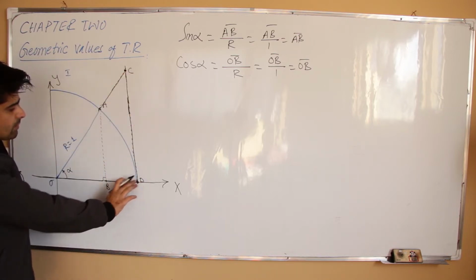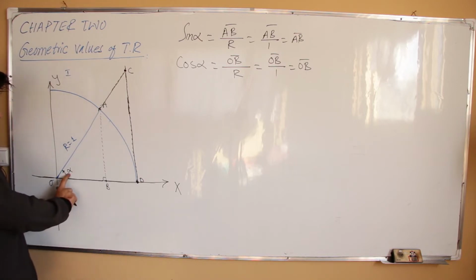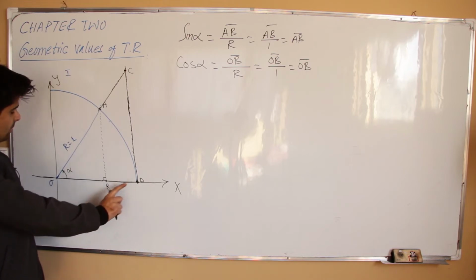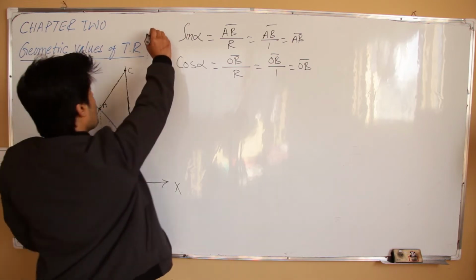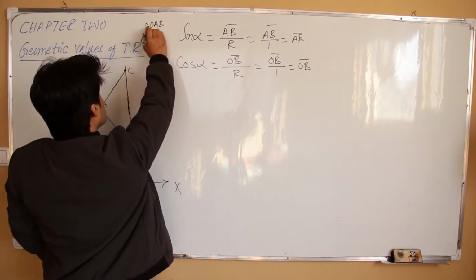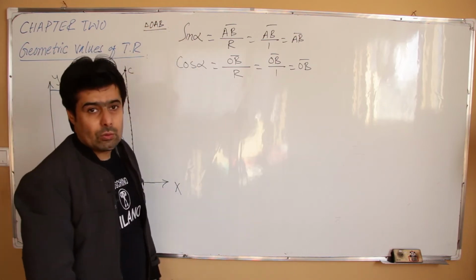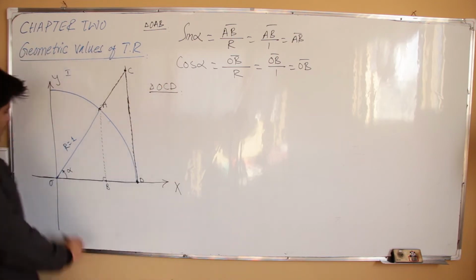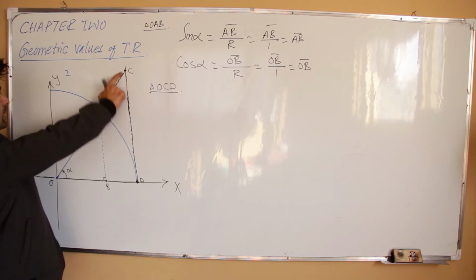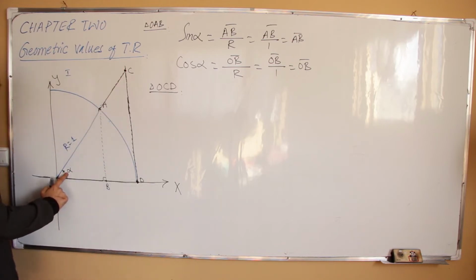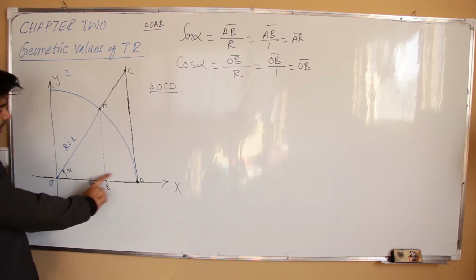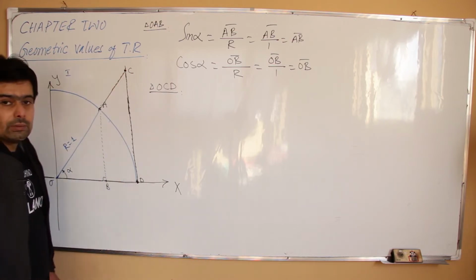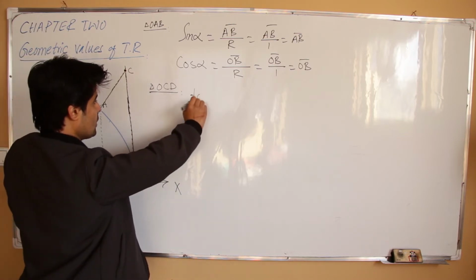Now, I will define, what do you think? Is this alpha located in OCD also or not? Yes. Previously, in OAB, this triangle, we defined sine and cosine. Now, come to triangle OCD. It is the same triangle with alpha. Why? 90 degrees, 90 degrees. The alpha in OEB is also located in OCD. So, I will define tangent here.